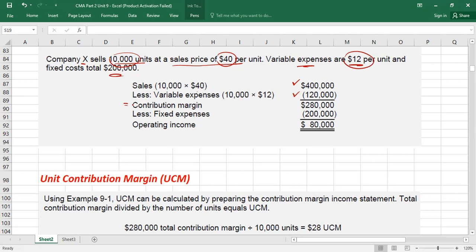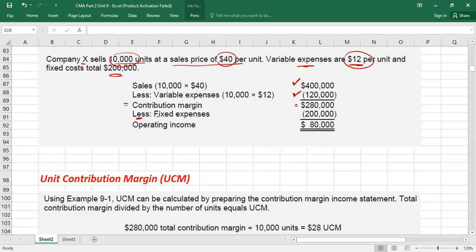By definition, what is contribution? It is the profit which we can use to cover our fixed cost. But how is it calculated? We always take sales less all variable cost. This is how we get the contribution margin. So from sales, once we deduct variable expenses, you get the contribution margin. From the contribution margin, we deduct our fixed cost.